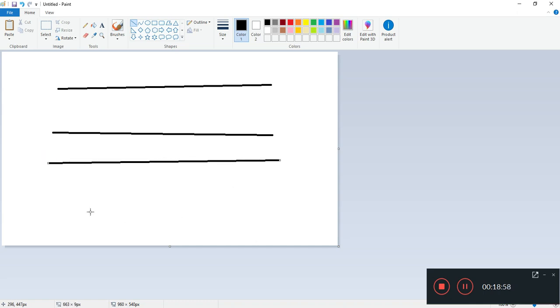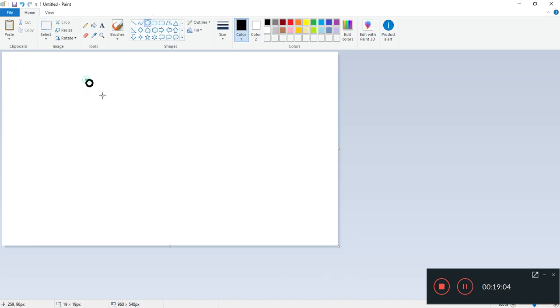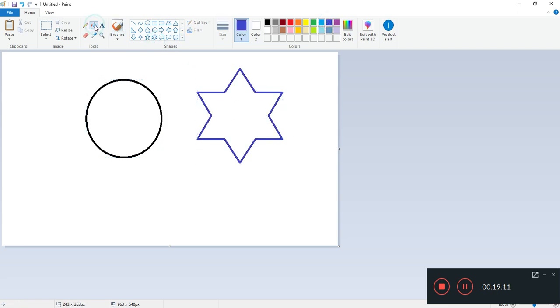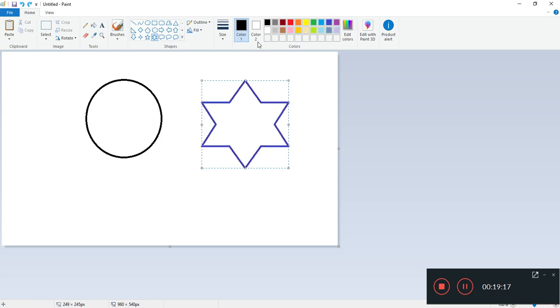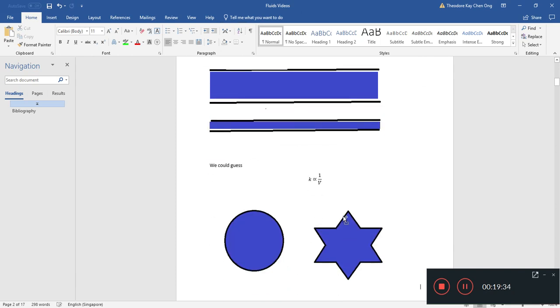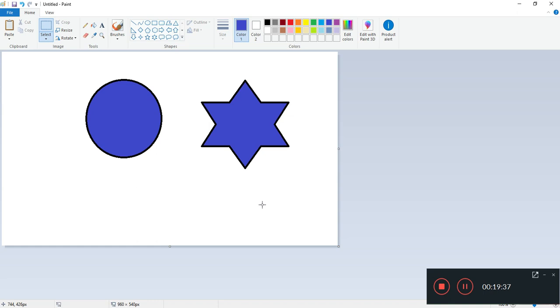Two pipes with the same volume, or rather, let's put it this way. I have a circle, this is a cross-sectional area, and then I have a star. Let's say these are the same volume inside, but the star has more surface area. Now, which one do you think is going to have more frictional force? Is it the one with less surface area or the one with more surface area?